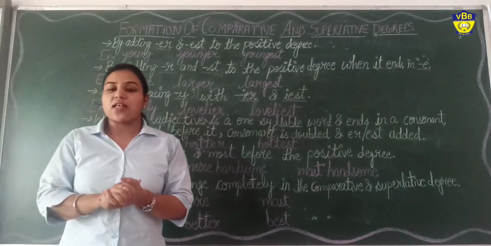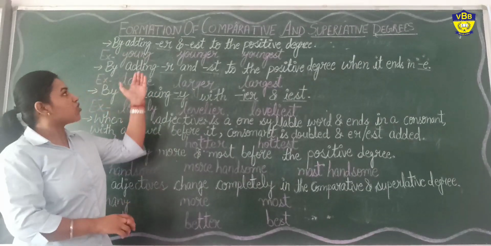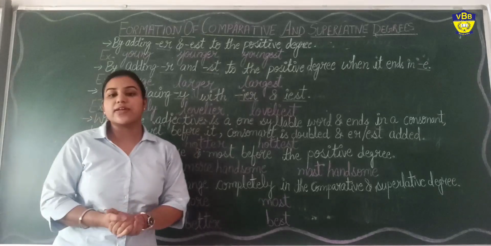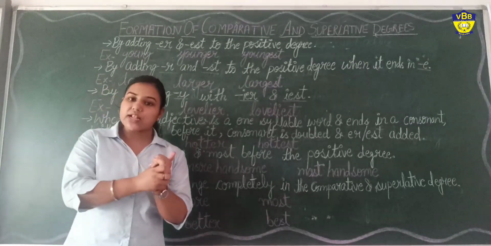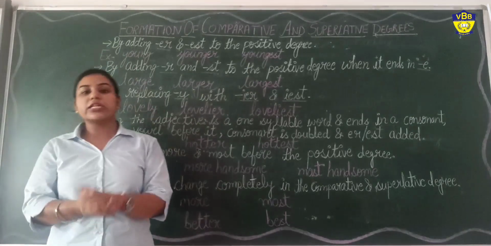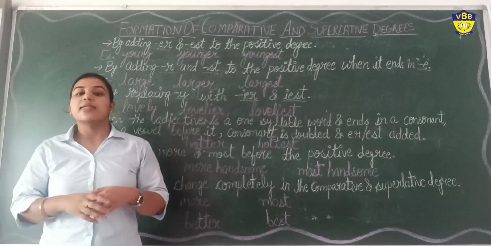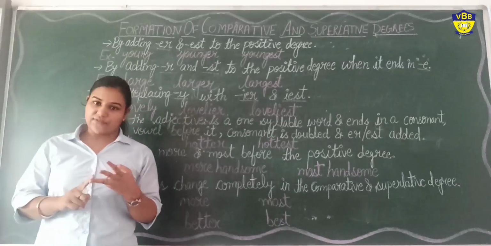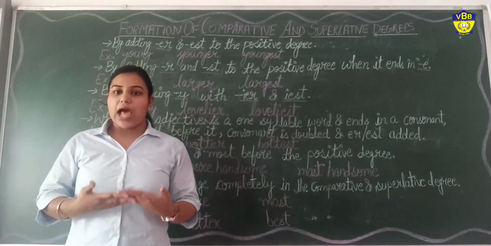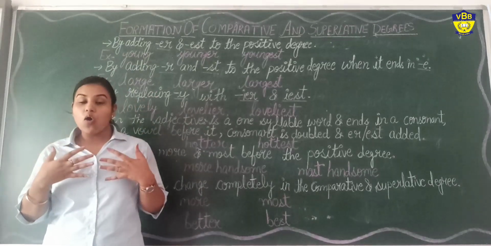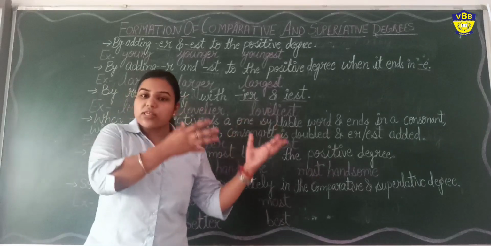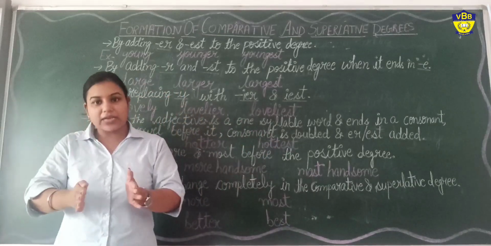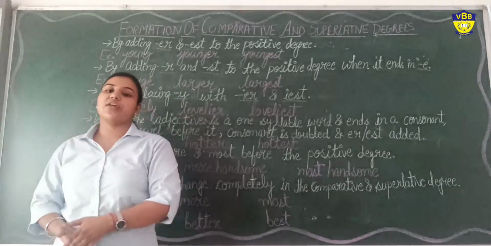So, in today's class we have to learn about the formation of comparative and superlative degrees. As in our previous class we have already learned about the 3 degrees of comparison, that are positive degree, comparative degree and superlative degree. So, in today's class we have to learn how we can change the positive degree words into comparative degree words and superlative degree words.